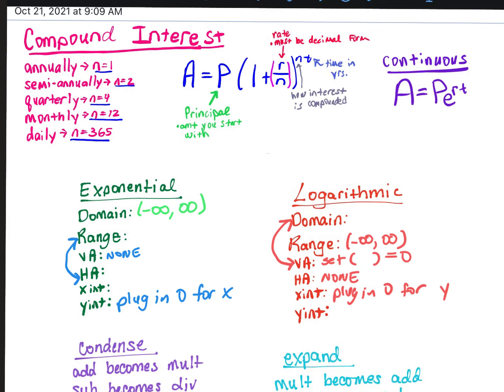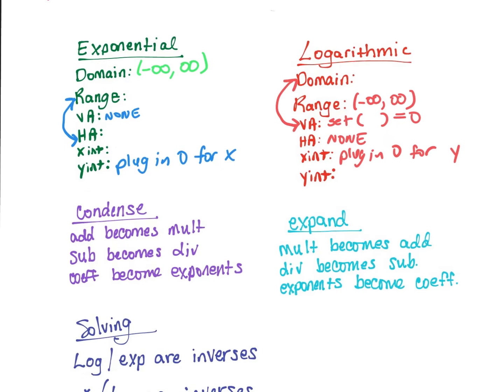All right, so we're going to do an example of both of those so you guys know exactly what I'm expecting. But we also have to remember about condensing and expanding. Remember, if something's already smushed together, you're going to pull it apart. If it's already pulled apart, you're going to smush it together. So in condensing, addition becomes multiplication, subtraction becomes division, coefficients become exponents. When you're expanding, vice versa. Multiplication becomes addition, division becomes subtraction, and the exponents become coefficients, right?